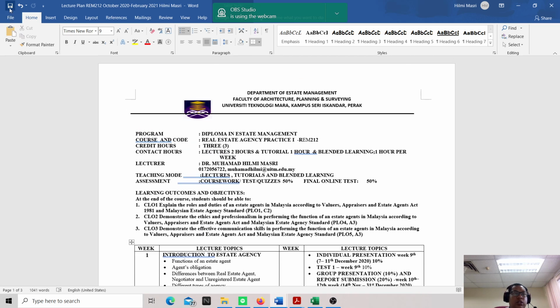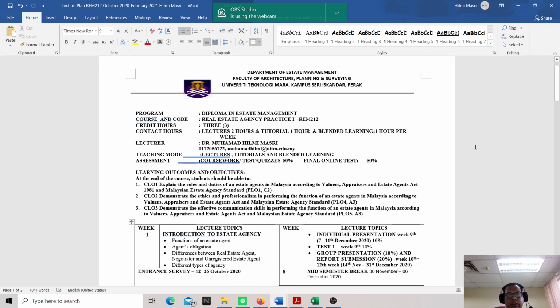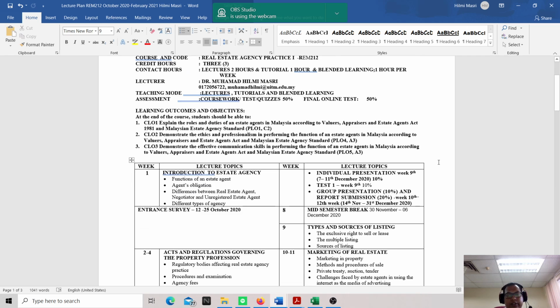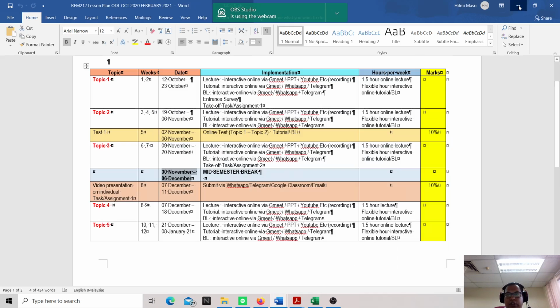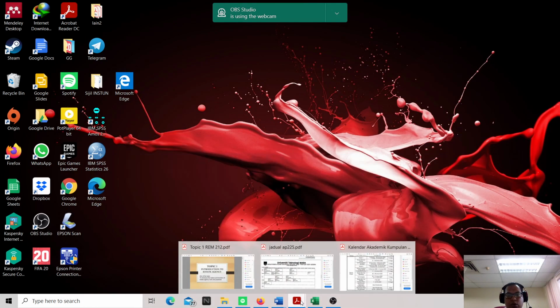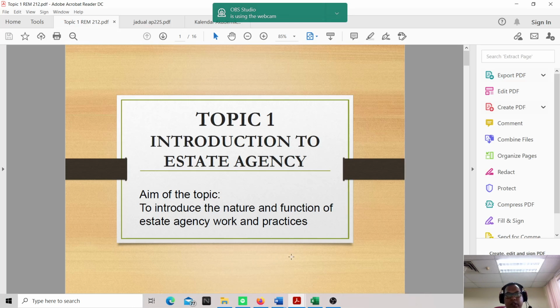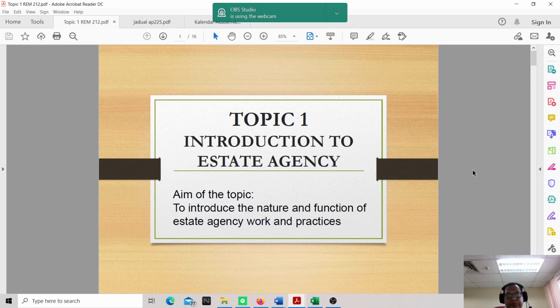Okay, so this is relating to the lecture plan. So I've already detailed the weeks, and then most importantly is the work that you need to do besides listening to the lecture given by the lecturer. Okay, so for this week we are going to look just a little bit at the things that you are going to learn.